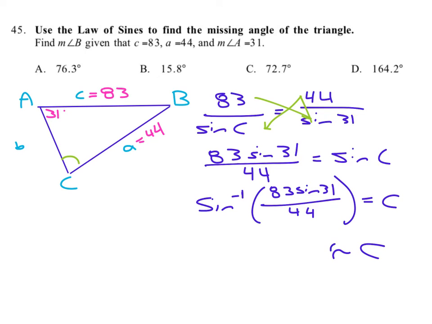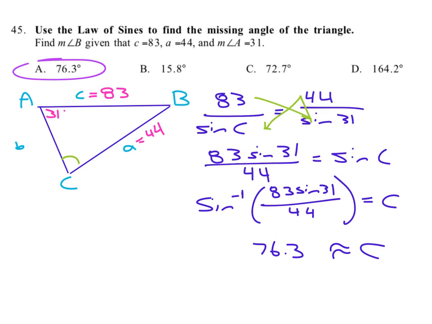So angle C then is approximately equal to what we get when we type it in, inverse sine of 83 sine 31 divided by 44, remembering to close parentheses as you go, 76.29 or 76.3. And that's A, right? A.